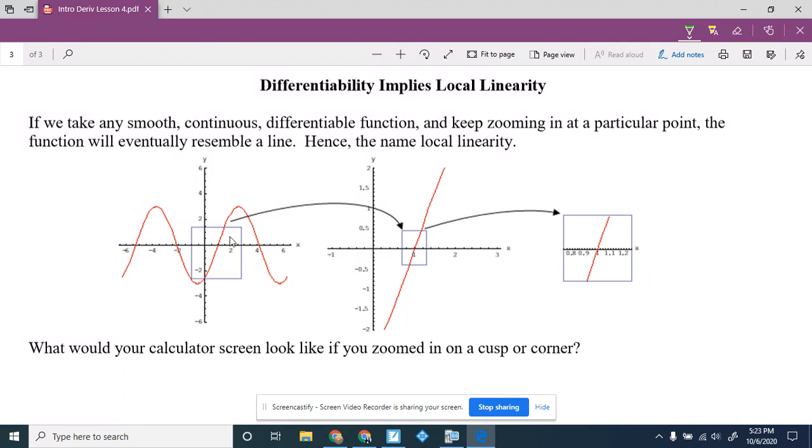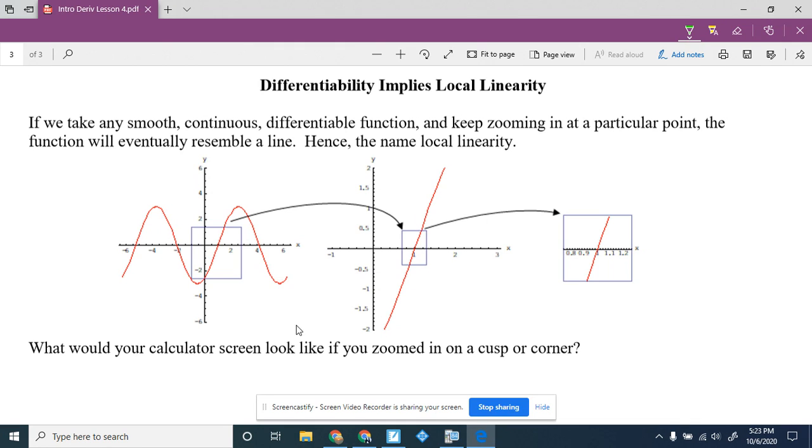I tried to give an example here where here's a curve. I zoom in on this window. I get that. Then I zoom in on this window. If you keep zooming in, you're going to get a line with one slope. And the slope of that line would be the slope of the tangent line. Local meaning zoomed in, linearity meaning line. When you zoom in, you get a line. So using the words local linearity and differentiability are exactly the same thing.